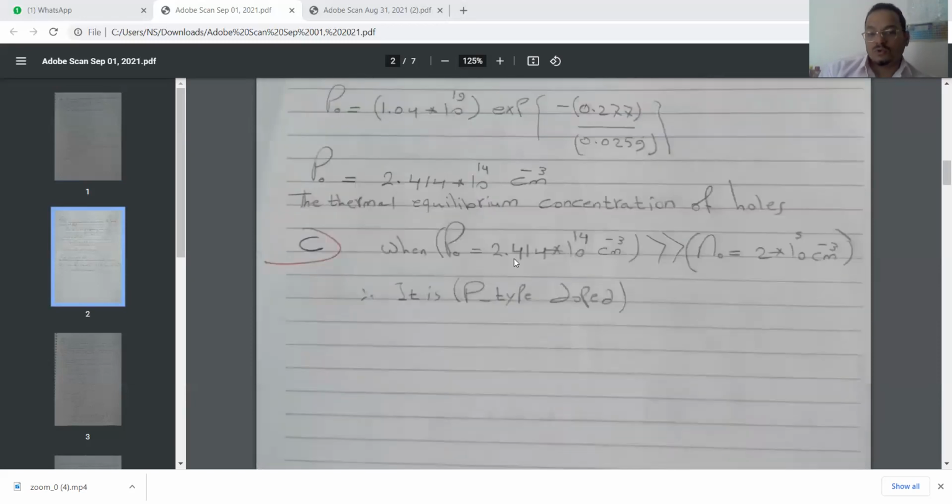Here P naught, 2.414 × 10^14, is bigger than 2 × 10^5. Sure, there is a big difference between them. That means we're dealing with P-type.